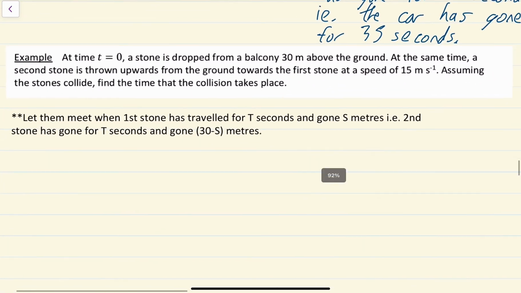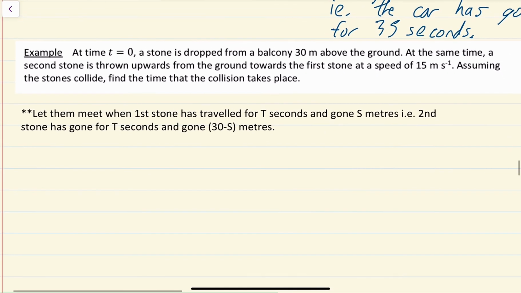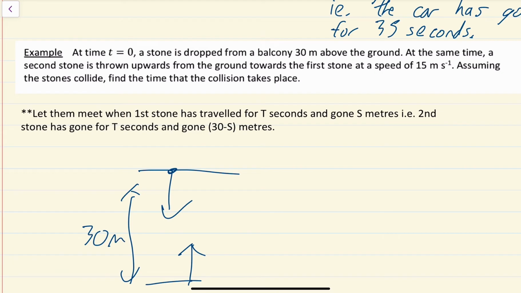Okay, last question for us. Tricky enough wee question, strange one. We have got, at time t equals 0, a stone is dropped from a balcony 30 metres above the ground. At the same time, a second stone is thrown upwards from the ground towards the first stone at a speed of 15. Right, let's do a diagram. Forget about what I've done so far. So you're dropping this stone downwards, and another stone is going up from the ground, and the total distance here is 30 metres. Okay, so that says, assuming that the stones collide, find the time the collision takes place.